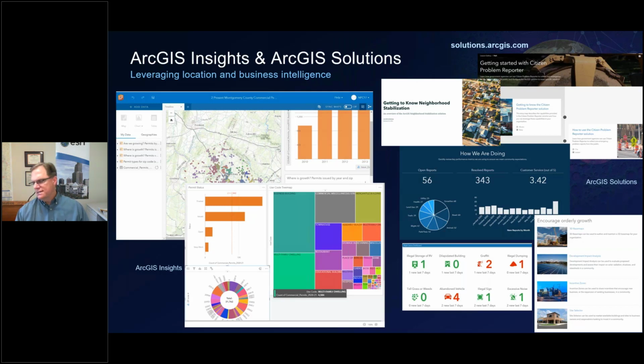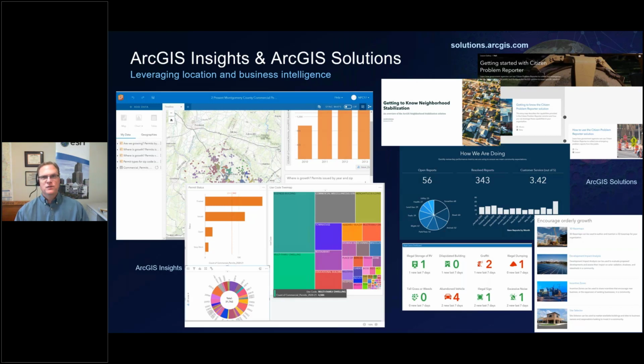And then ArcGIS Insights is our business intelligence tool. Again, a very powerful way to extract additional value from your permitting system. So even if you don't work with your permitting system directly, you can take an output from that and bring it in just as a table. In fact, what you're looking at here is a workbook I created.